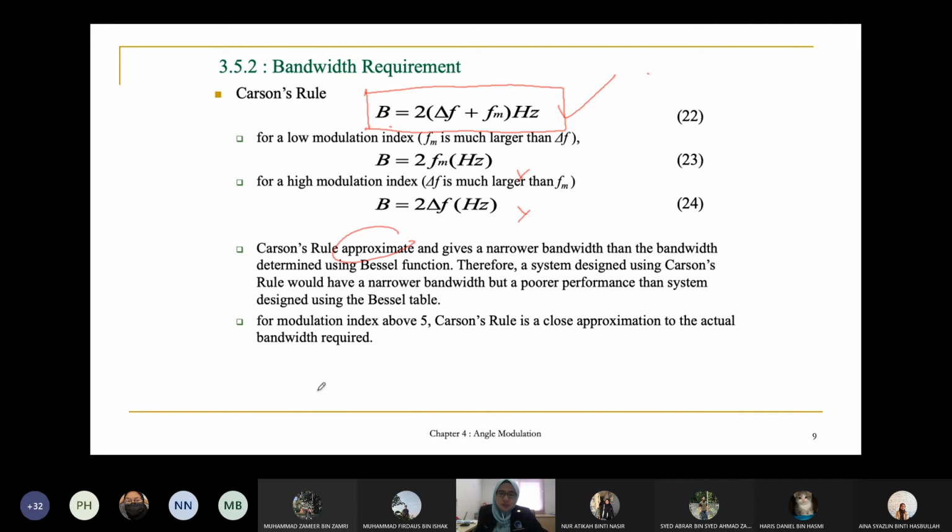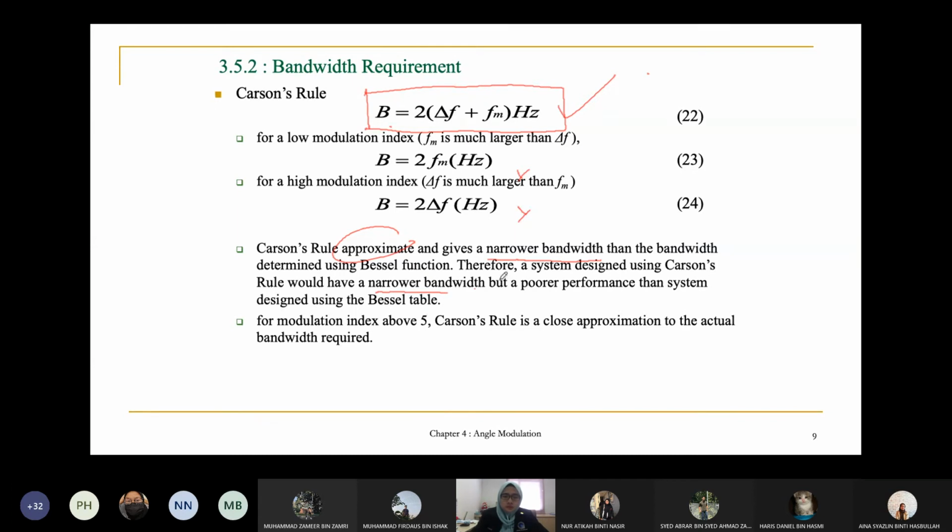I've already told you that Carson rule is just an approximation, an estimation. Usually it gives you a smaller, narrower bandwidth compared to the bandwidth calculated using the Bessel function. So even though it has a narrower bandwidth, if you design a system using the bandwidth from the Carson rule, it will have poorer performance compared to the Bessel table.